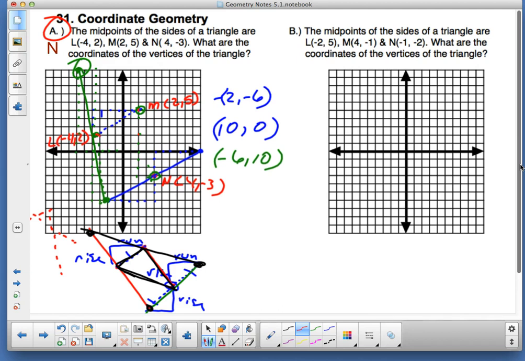This last one I haven't used red. This is my mid-segment. It has a slope count going down 5 over 8. So I got a slope count to over here. 5 down, 8 over. Hey, it's in the right spot. So I can do it over here. Back 8, up 5. My last one comes in there.